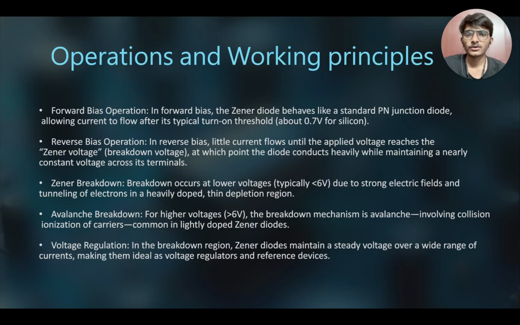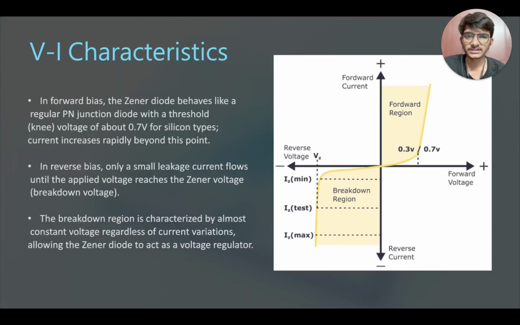Now, what is voltage regulation? In the breakdown voltage region, Zener diodes maintain a steady voltage over a wide range of currents, making them ideal as voltage regulators and reference devices. We will discuss VI characteristics in two parts: one is the forward region, another is the breakdown region.